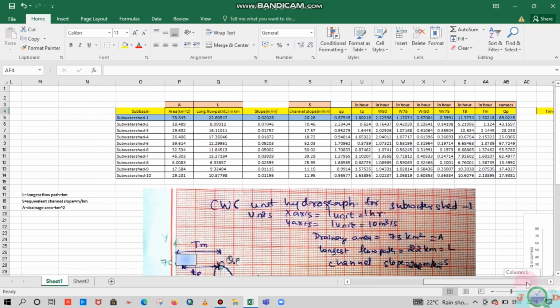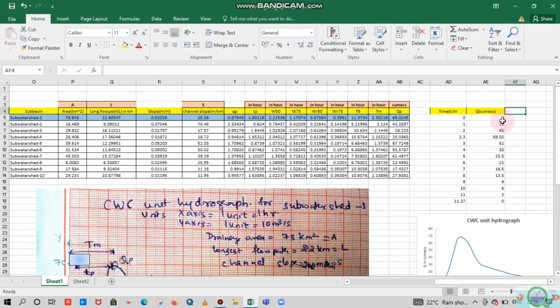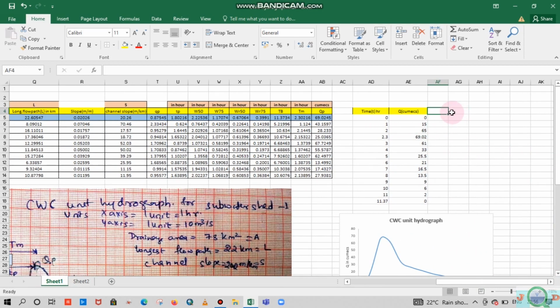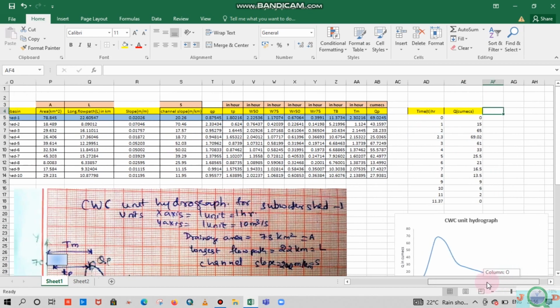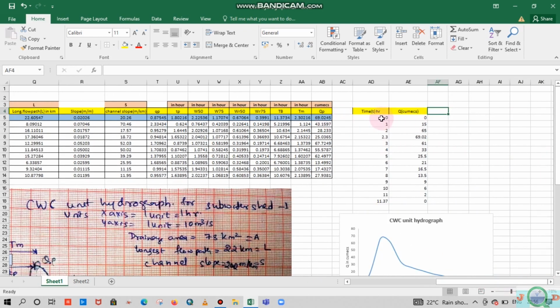I will find the ratio of T by TP for every time interval, and similarly I will find the ratio of Q by QP. The QP is the peak discharge. So peak discharge here is 69. So I will find it for every hour, so for 0 hours, 1 hour, 2 hours. So what will be the Q by QP ratio?